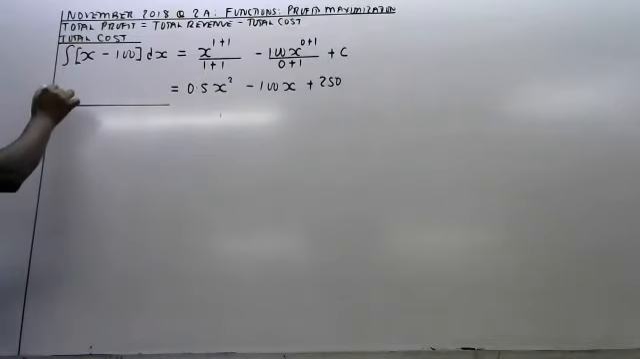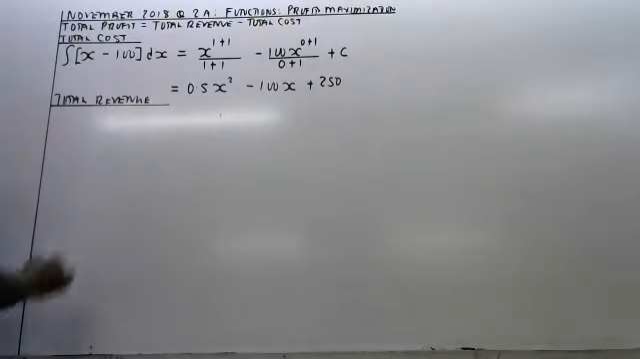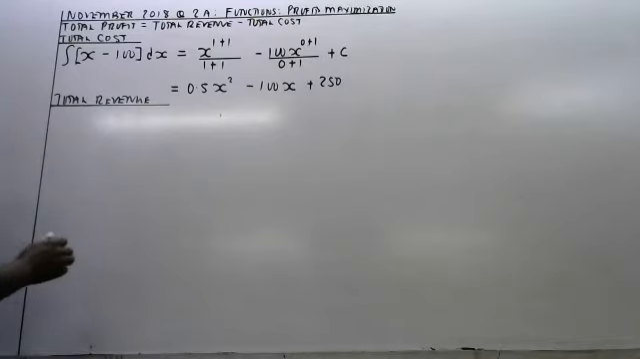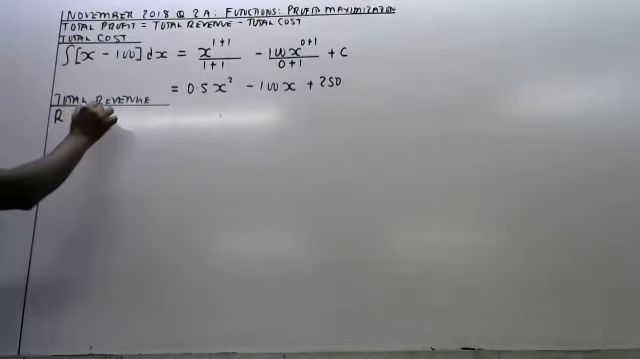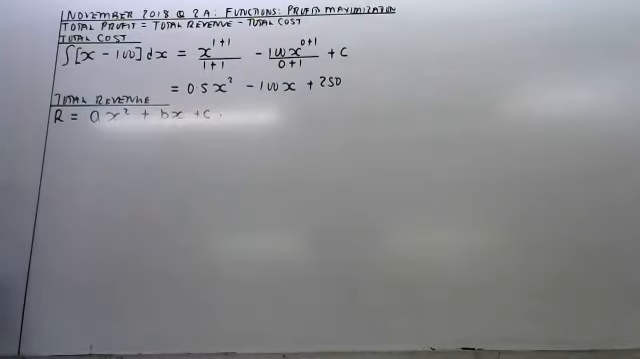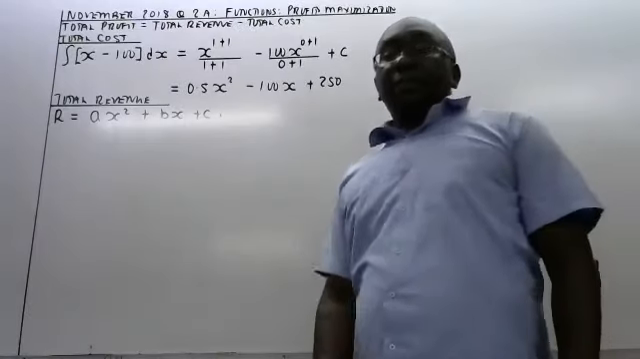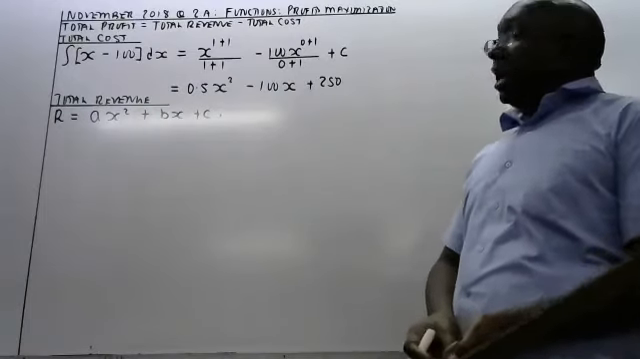Let us go to the total revenue. Now, total revenue, we are told it is quadratic. So if it is quadratic, we will say R is equal to AX squared plus BX plus C. That is the general format.